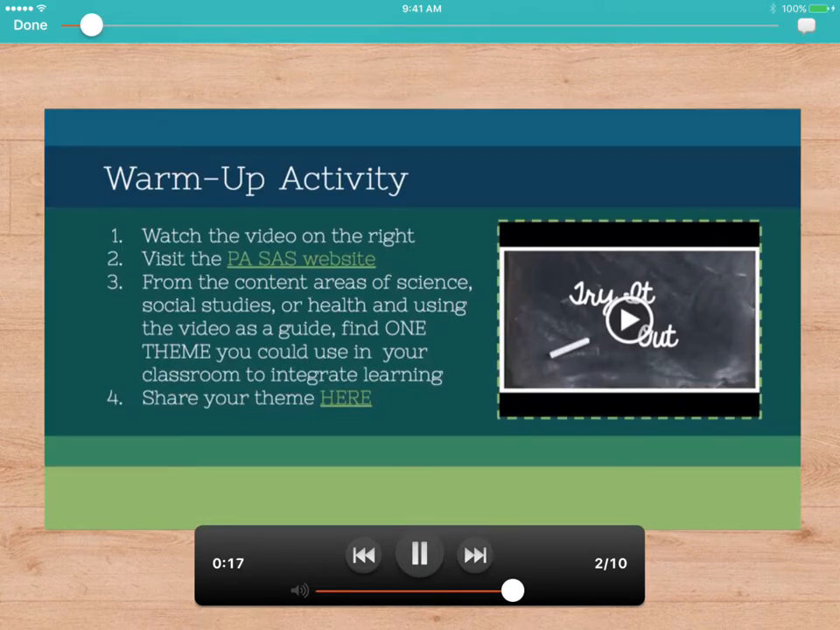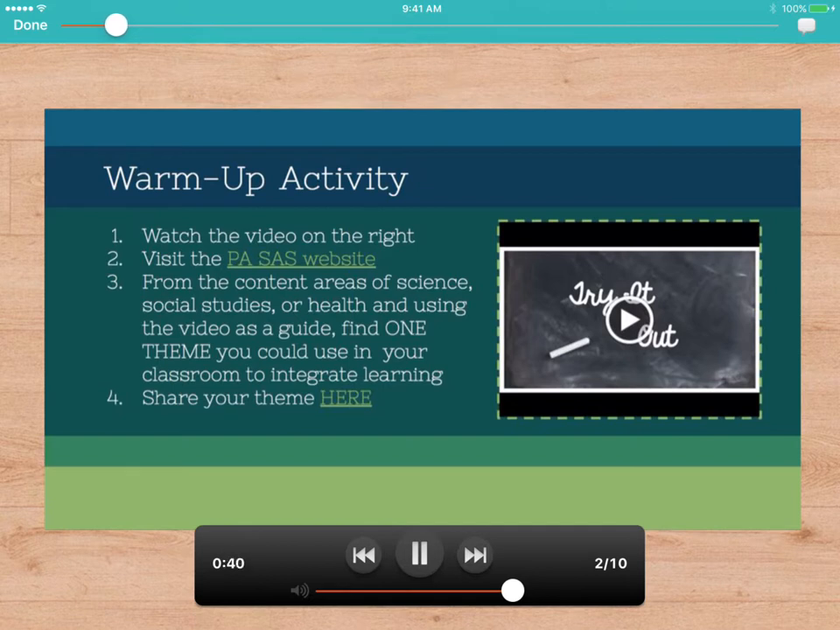Your warm-up activity for this week's presentation was to visit the Pennsylvania State Standard website and choose a content area standard. That would be a standard in the area of science, social studies, or health. Also, we could choose math. I didn't give that as one of our options for this activity, but your content areas can be anything other than reading and writing.